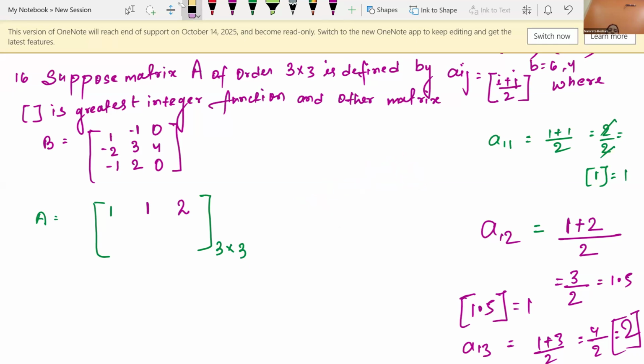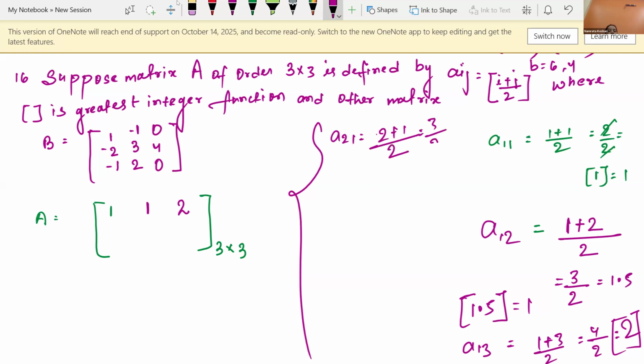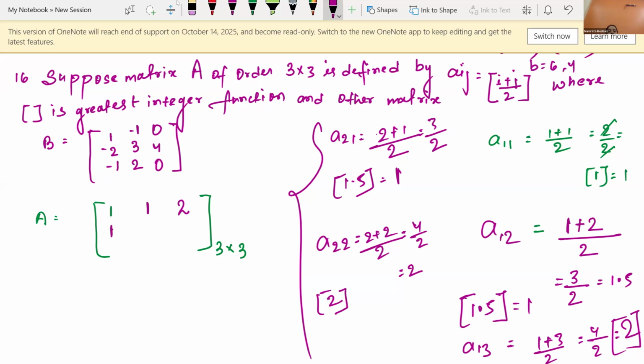Now we will be finding A21. So it will be again 2 plus 1 by 2, that is 3 by 2, and again 1.5. The greatest integer function for this 1.5 is nothing but just 1, the nearest integer which is smaller. Okay, so 1. Clear? Making sense? Yes. A22 will be 2 plus 2 by 2, that is 4 by 2, that is just 2. The greatest integer function for 2 will be just 2 only.